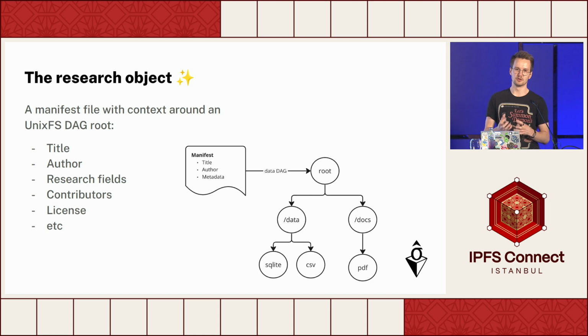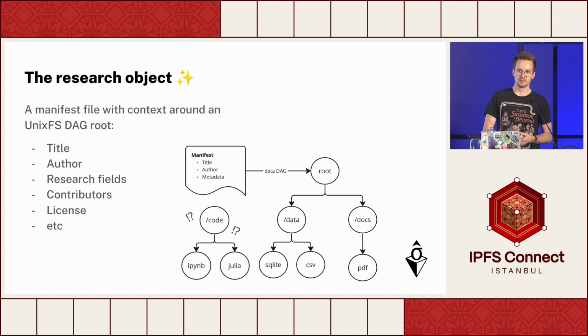So the content of the publication is what you see in the tree. You have a directory called data, which has a SQL database and some CSV data, and you have a docs directory. Just these files don't say much about the scientific publication that it represents. So to accompany that, we have a manifest file, which has an IPLD link to this tree. This holds the science context for it: the title of the paper, information about the author, which research fields it's a part of, the contributors, which license it's under, et cetera, et cetera.